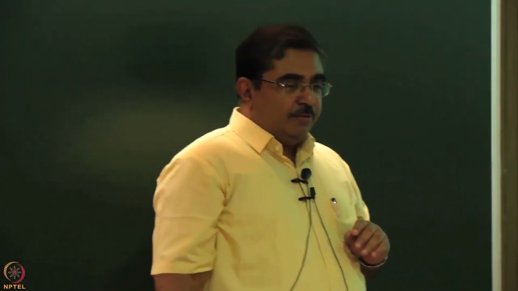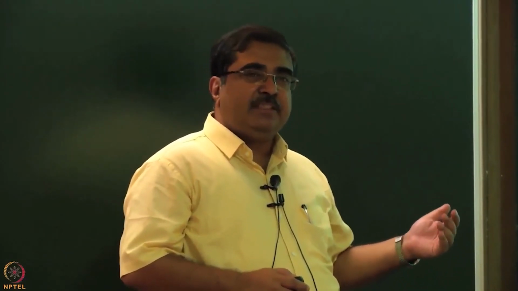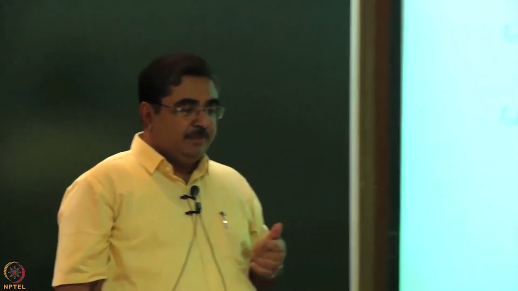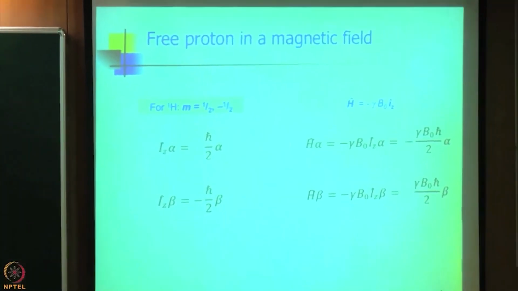And then we said that the way you get the Hamiltonian is that you start from here. The Hamiltonian, we have said already, is minus gamma B0 Iz, and we are talking about a free proton right now. So, in that case, what is gamma? Gyromagnetic ratio or magnetogyric ratio, both names work. So, minus gamma B0 Iz operating on alpha gives you minus gamma B0 h cross by 2 alpha. When the same Hamiltonian operates on beta, you get plus gamma B0 h cross by 2 beta.